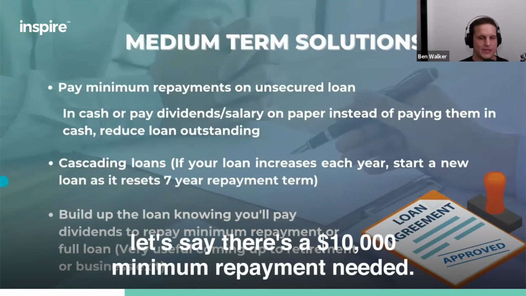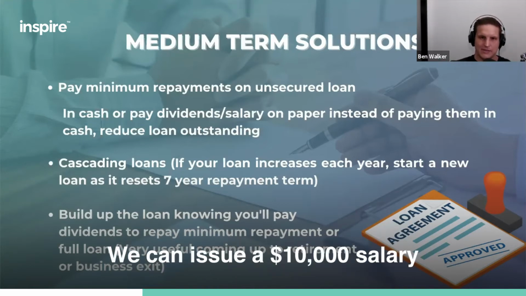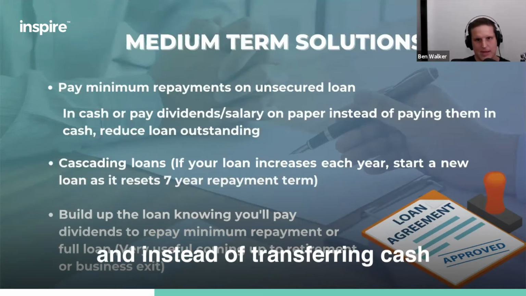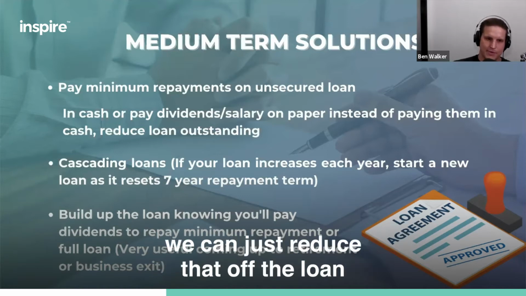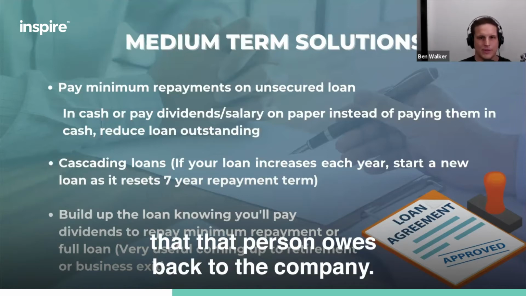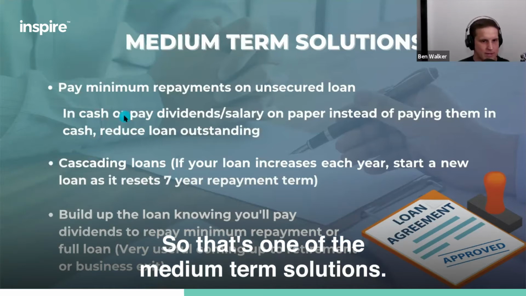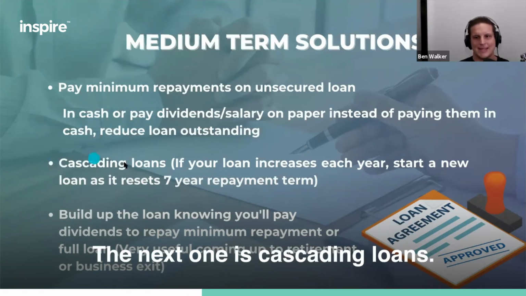So basically, let's say there's a $10,000 minimum repayment needed. We can issue a $10,000 salary, and instead of transferring cash from the company to the personal account, we can just reduce that off the loan that person owes back to the company. So that's one of the medium-term solutions. The next one is cascading loans.